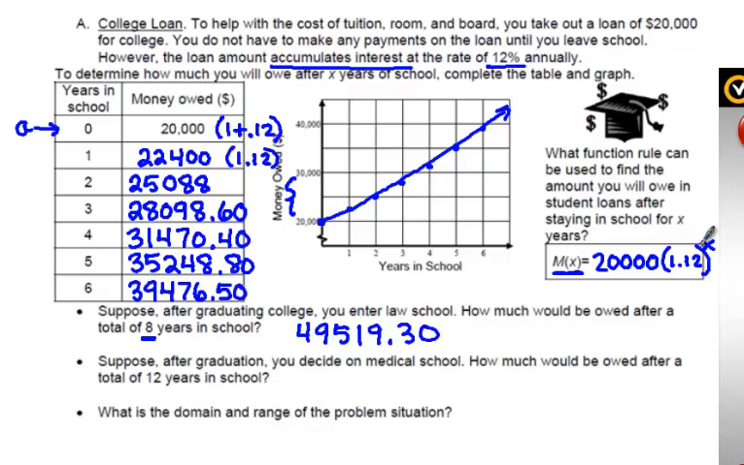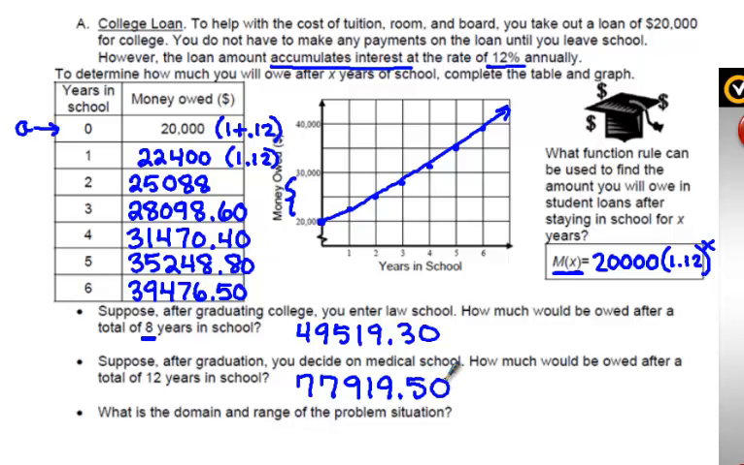And suppose after graduating you decide on medical school, how much would you owe after a total of 12 years? So we're going to do the same thing, except we're not going to plug 8 in this time. We're going to plug in 12. And that value gives us 77,919.50.